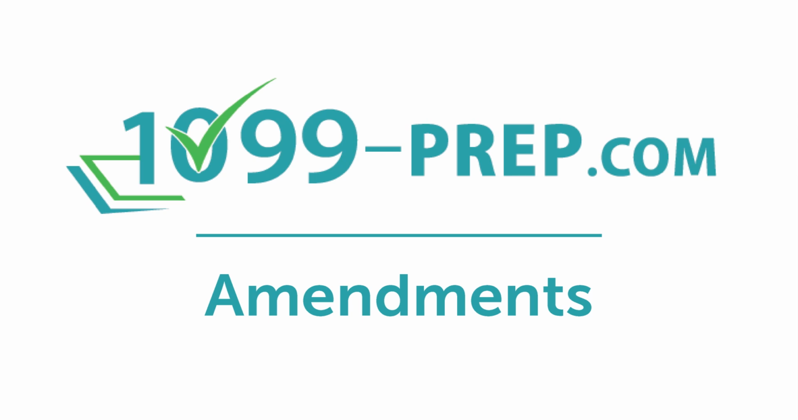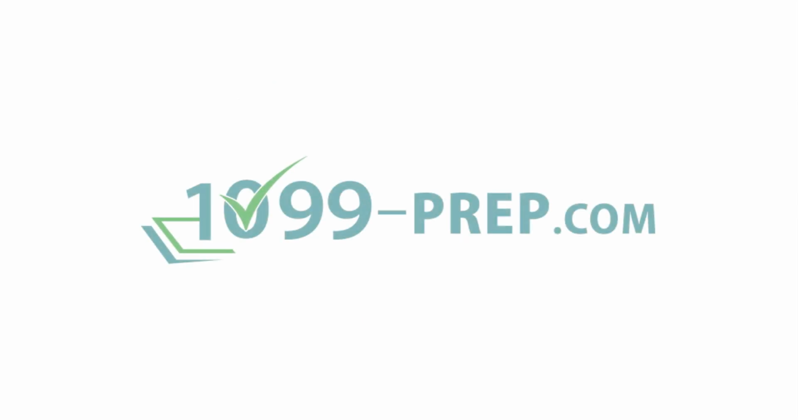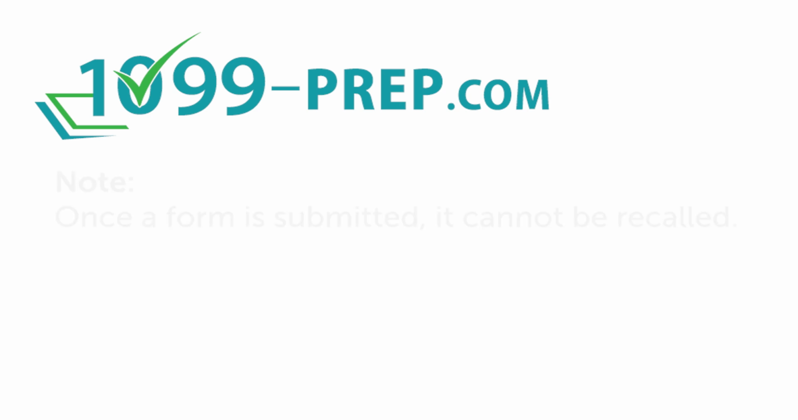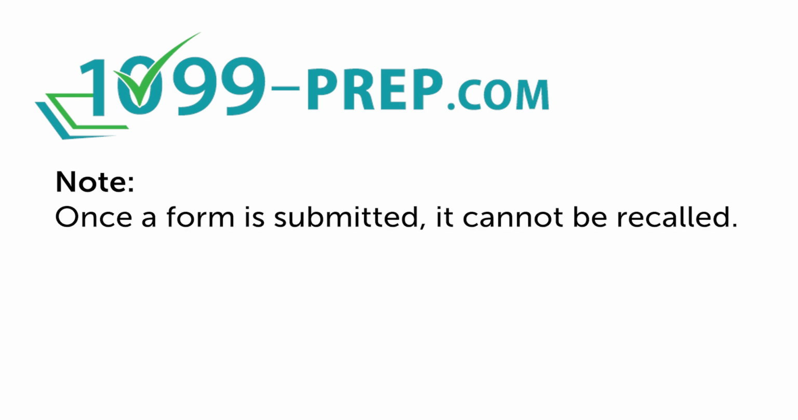Amendments. There are situations where you file a tax form and some information on the form needs to be changed after it is submitted. 1099 Prep allows corrected and negated forms in most situations to allow for these amendments. Keep in mind, once a form is submitted, it cannot be recalled. You must wait for the initial form to be accepted before any changes can be made.